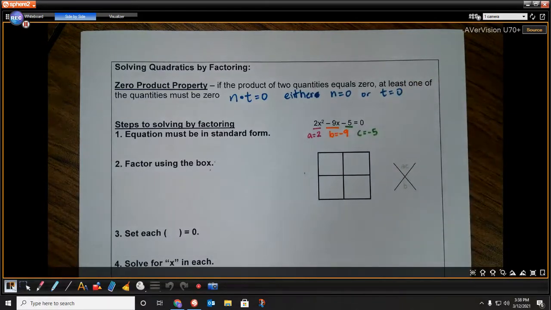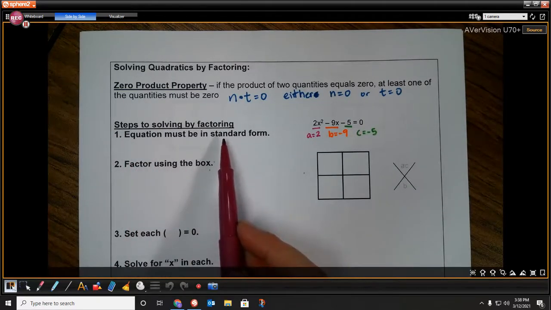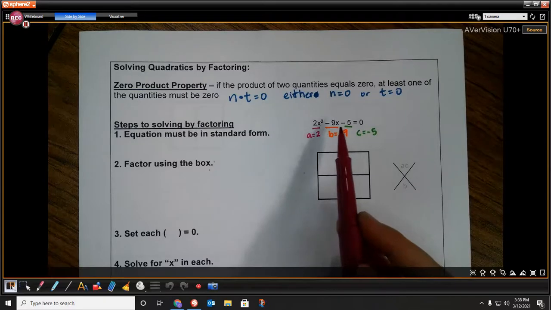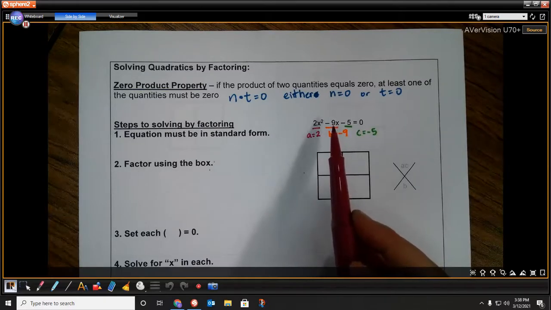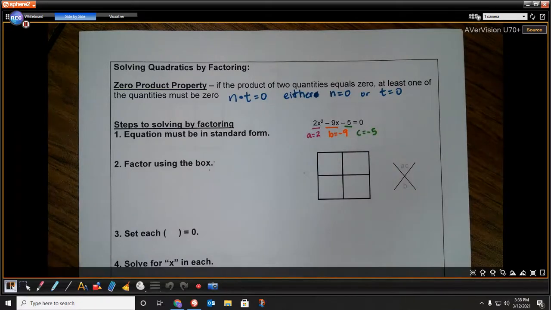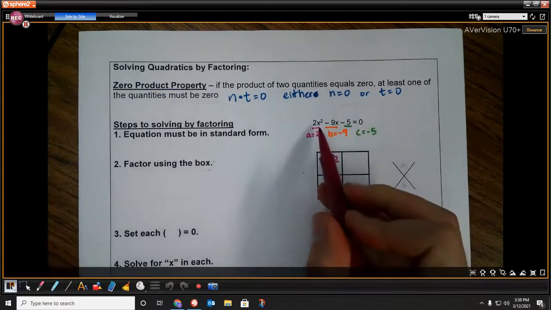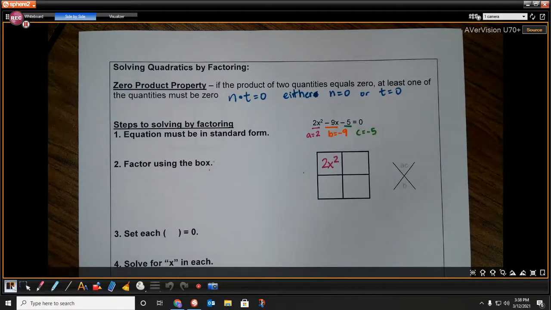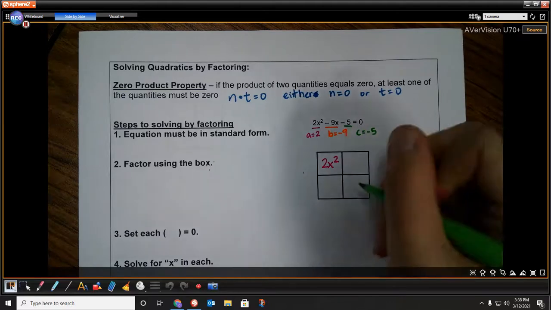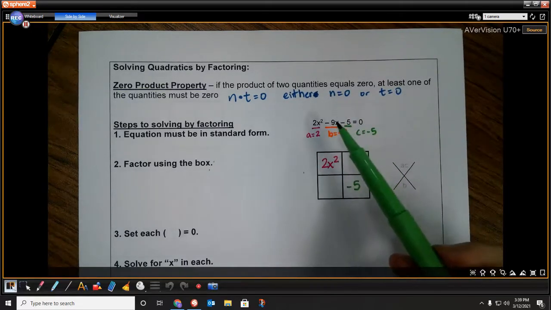that -5, all right? And whenever we're factoring, first of all, you have to note the first step is it must be in standard form. It must be ax squared plus bx plus c, all right? Remember, whenever you factor, the first thing you do is you put your first term in your first box, whenever I do it with the box method, and then I always put my last term in the last box. But we're going to need to split up this -9x term.